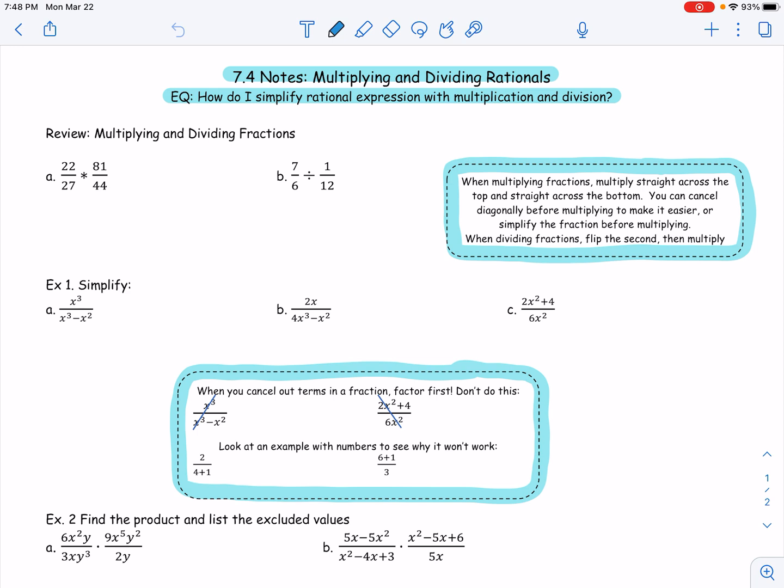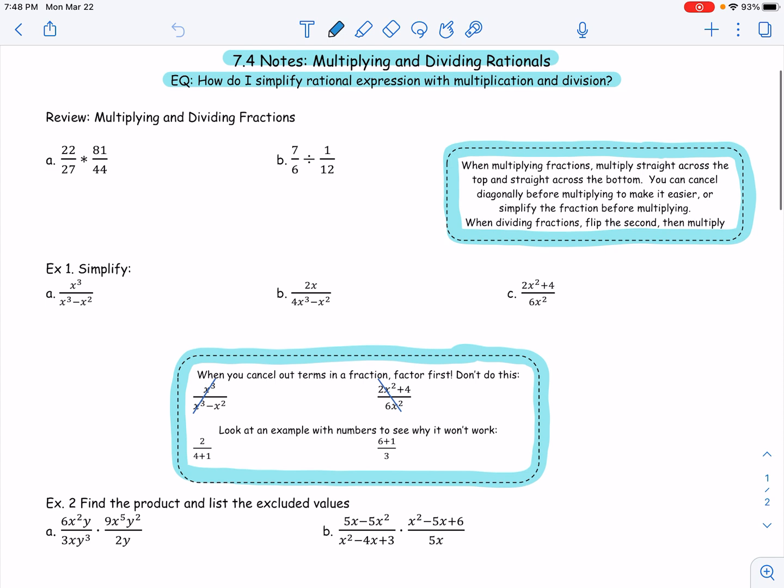Here we are in 7.4, still dealing with our rational functions. Remember, that's some polynomial divided by another polynomial. And today we are going to focus on multiplying and dividing those rational functions. So how do we simplify rational expressions with multiplication and division? Despite what you think, multiplication and division of these rational functions are actually going to be a lot easier than you think. They're definitely going to be easier than adding and subtracting, which we will tackle next lesson.